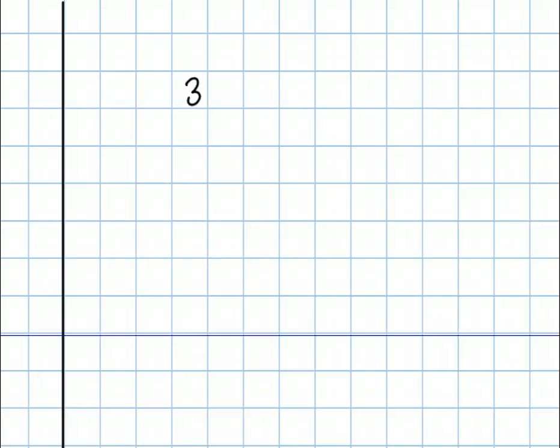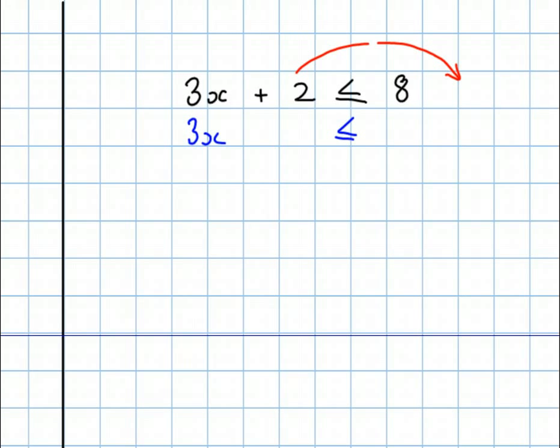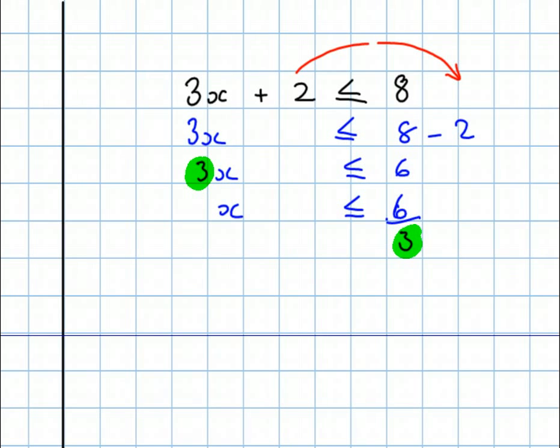Here we go. 3x plus 2 less than or equal to 8. Rearrange it, move the numbers to the side, so we get 3x less than or equal to 8, take away 2, 3x less than or equal to 6, so x, put that 3 here, put it beneath, 6 over 3. Does that 3 become the denominator?